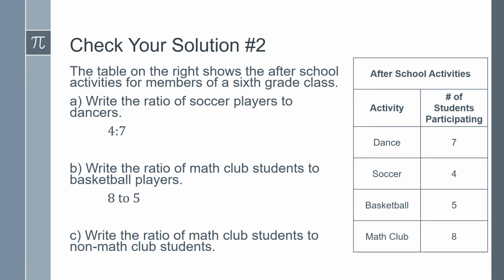Finally, we need to write the ratio of math club students to non-math club students. There are 8 math club students and there are a total of 16 other students. The ratio 8 to 16 can be simplified as 1 to 2, so the ratio of math club students to non-math club students is 1 to 2.